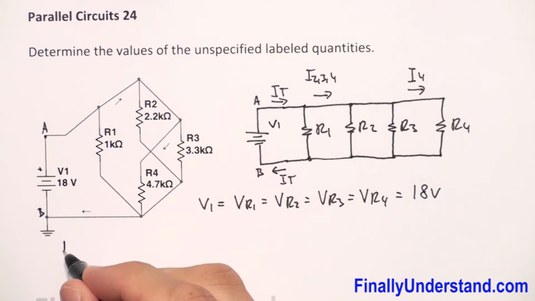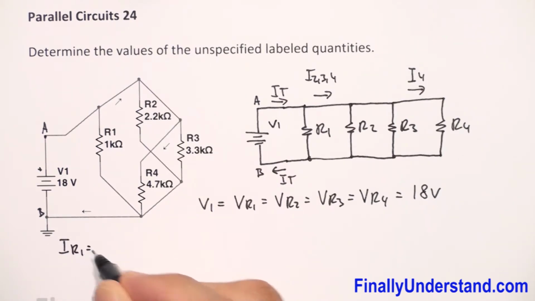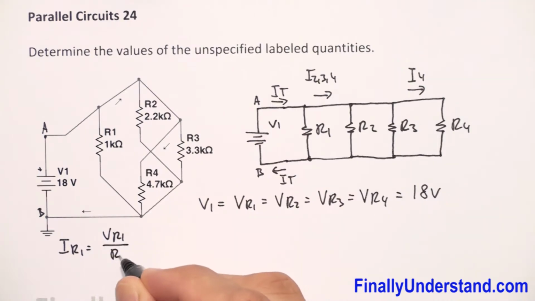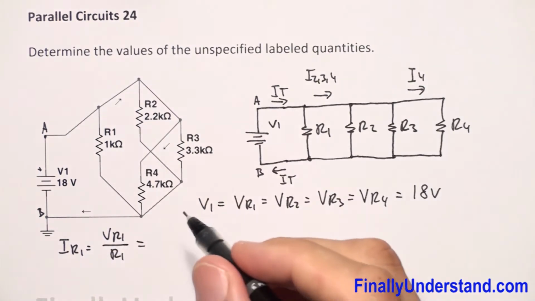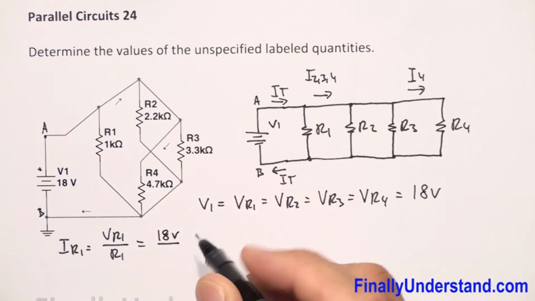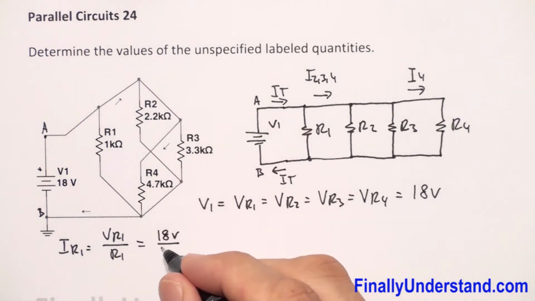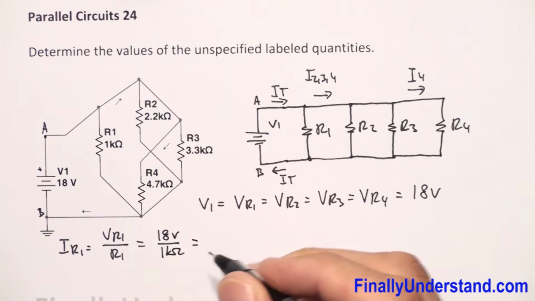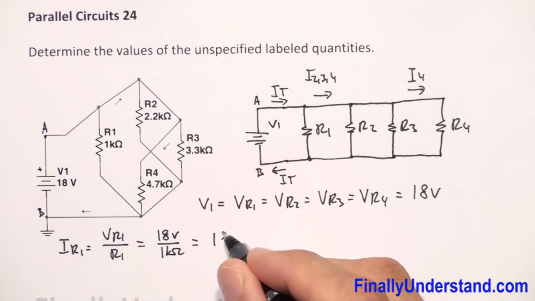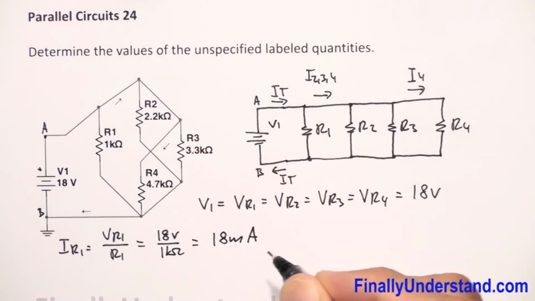So I1 is equal to VR1 over R1, where VR1 is equal to 18 volts over R1, which is equal to 1 kilo ohm. 18 volts divided by 1 kilo ohm is equal to 18 milliamps.